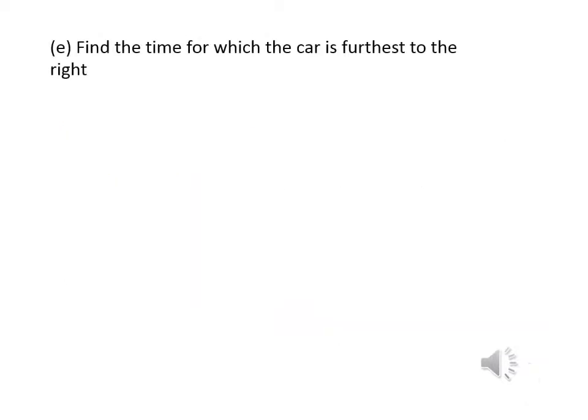E. Find the time for which the car is furthest to the right. Looking back at the number line we had from part B, we can see that the velocity is positive, that means the car is moving to the right, from 0 to 3, and then the car stops and begins to move left from 3 to 5. If you can picture the motion in your mind, you can see that means that the car is going to be furthest to the right at t equals 3. So we report out our answer.